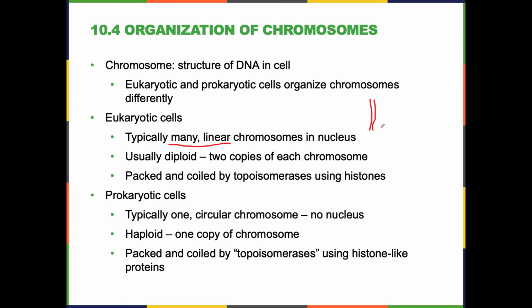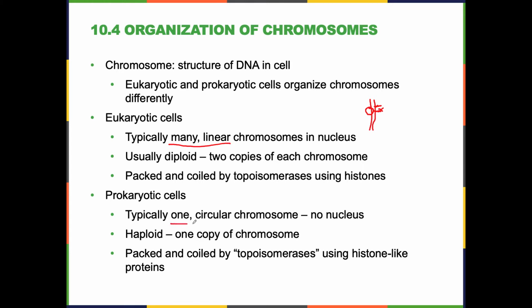Which is kind of useful because if, let's say, we happen to have a piece of DNA here with a really bad gene that doesn't work, well, we have our second gene right over there to help compensate for that, right? So there are advantages to being diploid. And then they are packed and coiled using topoisomerases and proteins called histones. Okay, and we'll talk about that in just a second.